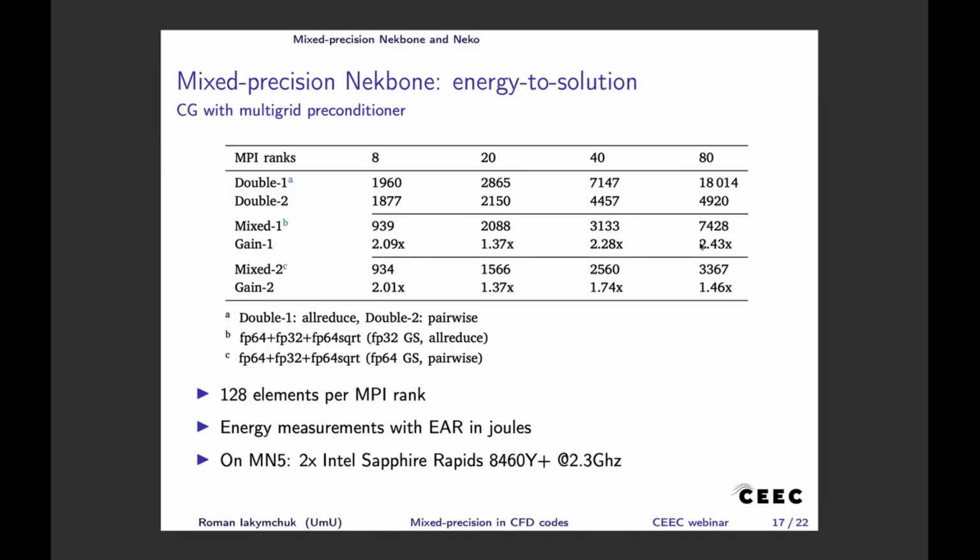And we can see with allreduce, it exceeds 2x. So it's a bit, how to say, over-optimistic. We attribute it to much better utilization of cache, but it needs to be explored further. In pairwise, we got 1.46x speedup. So this was the study with Nekbone.